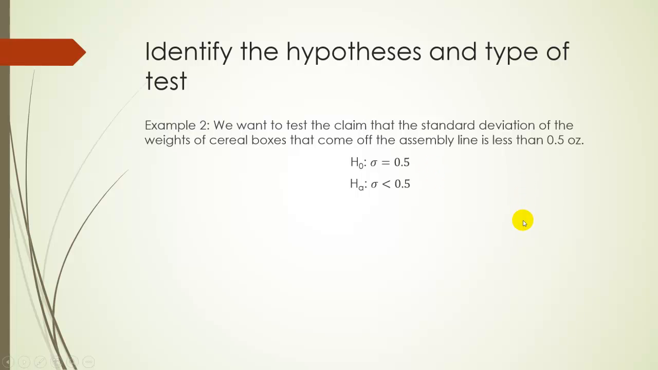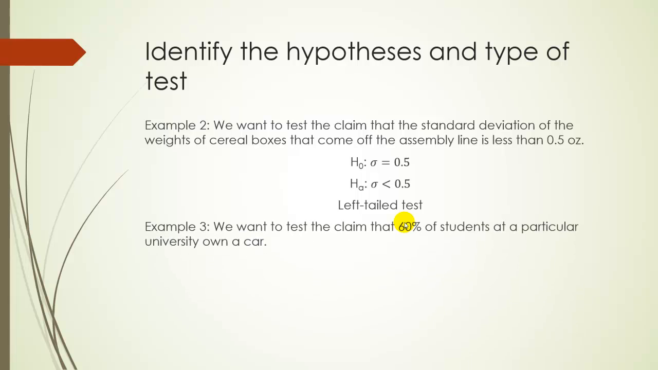Okay, what kind of test is this? Is this a right-tailed test, left-tailed test, or it could even be a two-tailed test? What do you think? Correct, it's going to be a left-tailed test because of the less than sign. We're looking for a sigma value below 0.5, or to the left of 0.5. Okay, let's do one more.